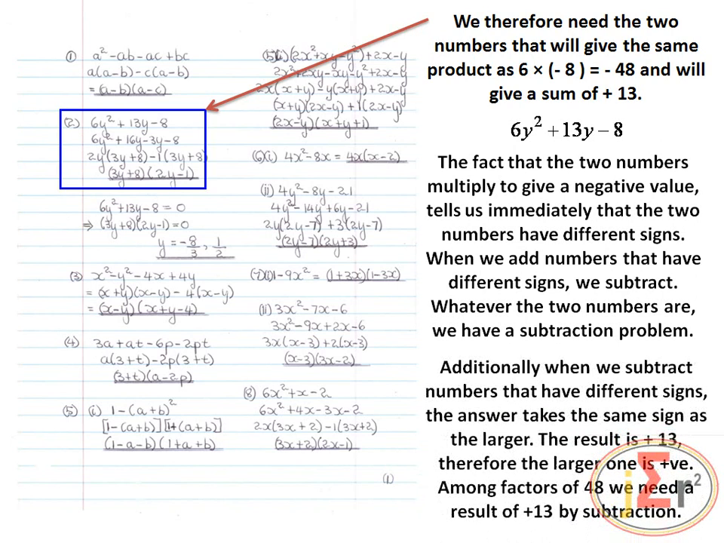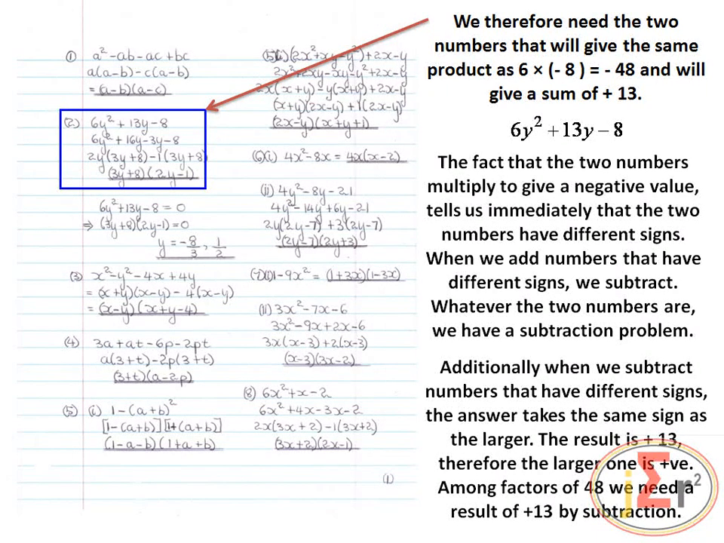Additionally, when we subtract numbers that have different signs, the answer takes the same sign as the larger. The result is positive 13. Therefore, the larger one is positive. Among factors of 48, we need a result of positive 13 by subtraction. Why subtraction? Because they have different signs.